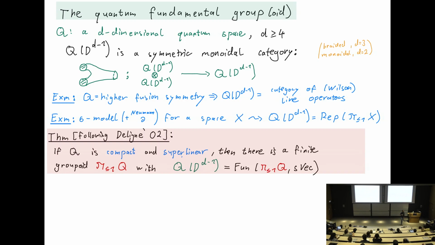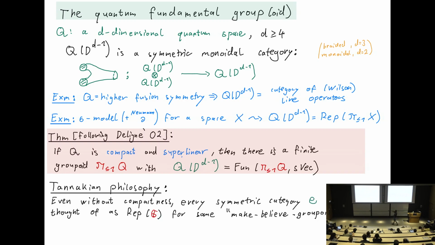Let me say a little bit, if you want to drop the finiteness conditions, then essentially the way you should think of this is that even without compactness, every symmetric category C can still be thought of, this comes essentially from algebraic geometry, where something you might be familiar with is that every commutative algebra you can think of as functions on some weird, funny space. And similarly, you should think of every symmetric monoidal category as representations of some weird, funny, fuzzy groupoid.